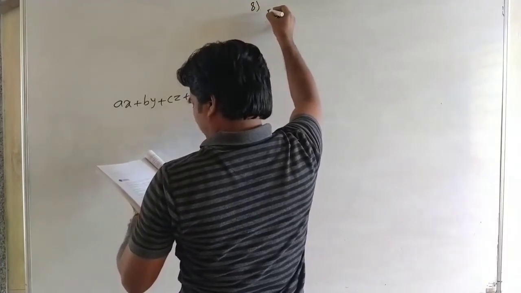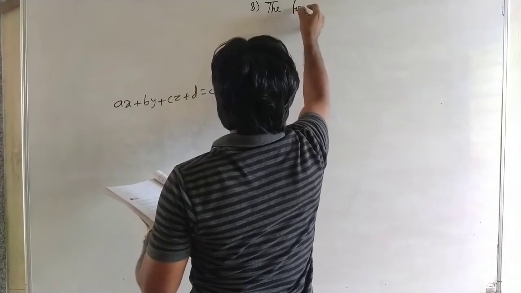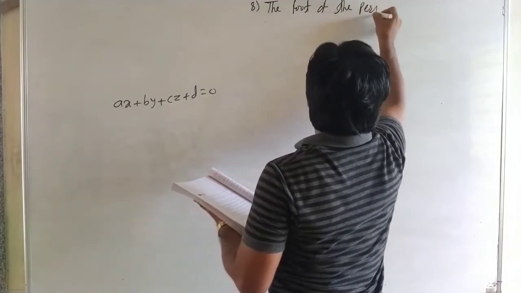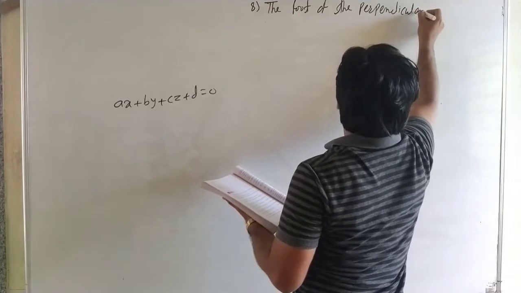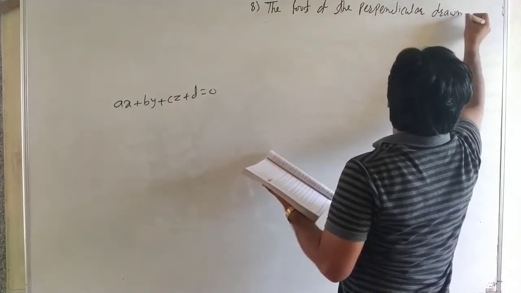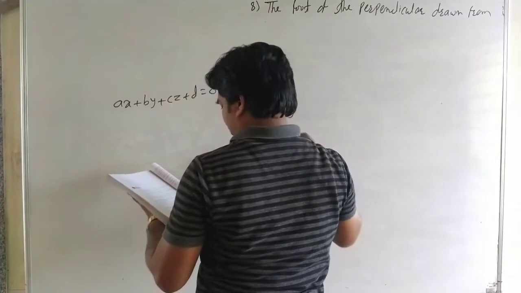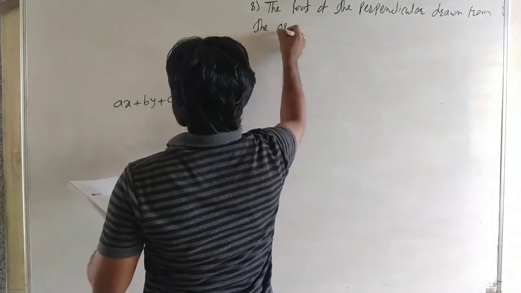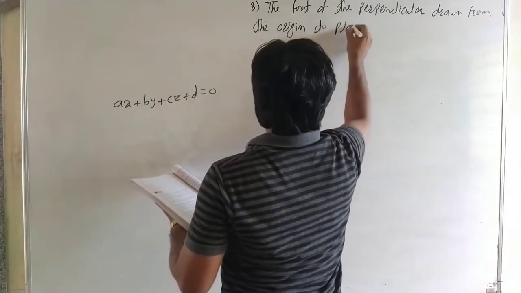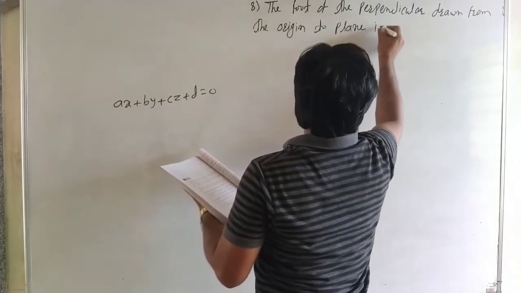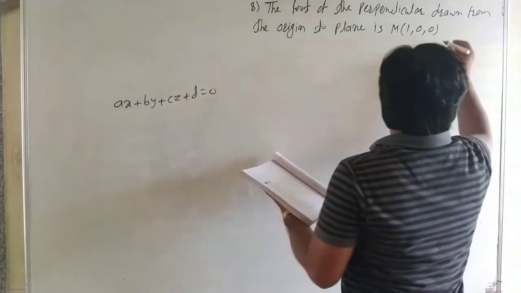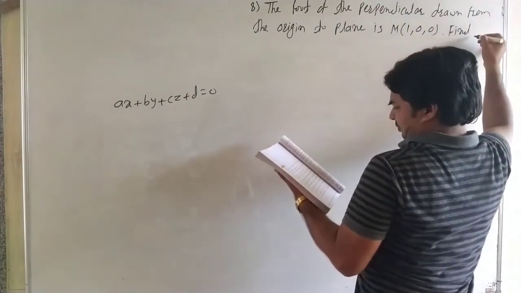Example number 8. The foot of the perpendicular drawn from the origin to a plane is M (1, 0, 0). Find the vector equation of the plane.